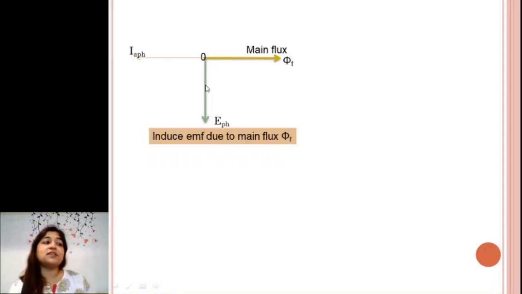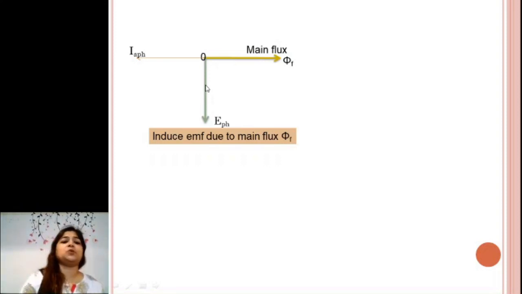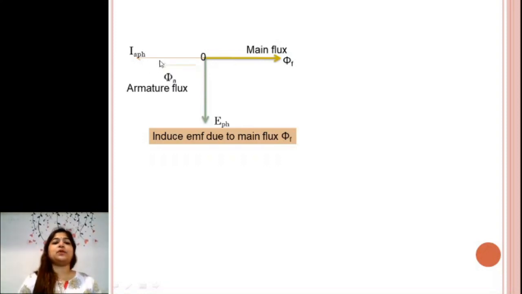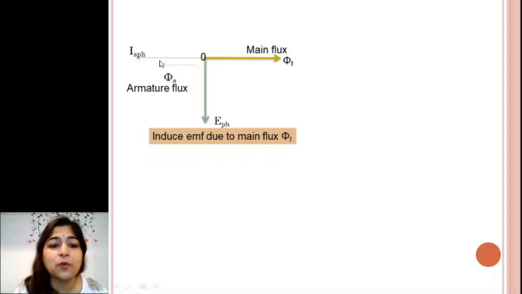Ultimately, what we are interested in is the direction of armature flux. Armature flux will always be in phase with the armature current. So this is the armature flux. Now, if you observe this carefully, phi F and phi A are exactly opposite in nature. They are opposing each other.